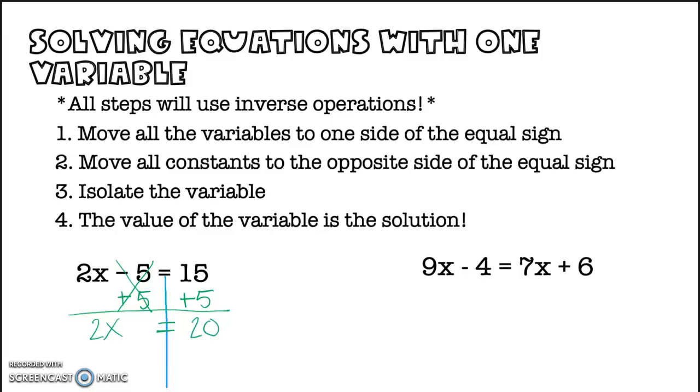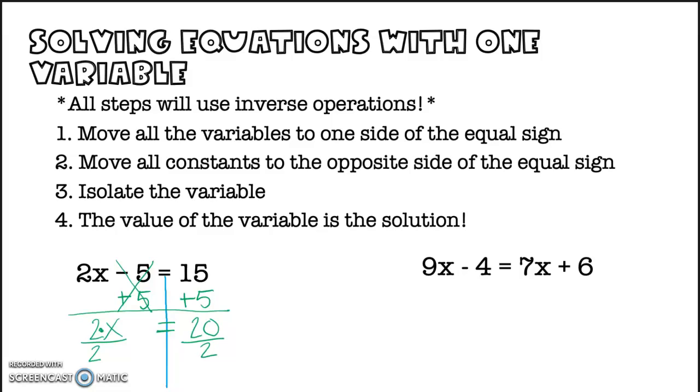Alright, so all my variables are on the left side, all my constants are on the right side, so now I can move to step 3. Step 3 tells me to isolate the variable. So what that means is I want it to be all by itself. And to do that, I'm again going to use inverse operations. So right now, 2 and x are being multiplied. When they're right next to each other, that tells me that I'm just multiplying them. So to undo multiplication, I'm going to use the inverse of multiplication, which is division. So I'm going to divide both sides by 2 so I can get that x all alone.